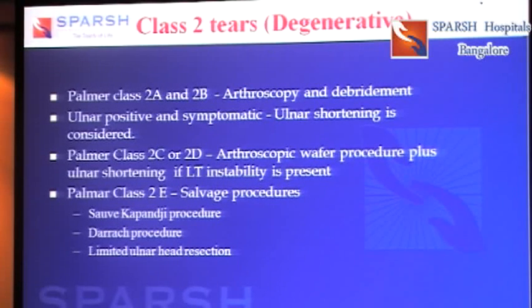In 2C or D, where you have lunotriquetral ligament instability also, there also you can think about ulnar shortening, because ulnar shortening can indirectly tighten the lunotriquetral ligament also. That can contribute to some stability. So that is one possibility. Those who have 2E, who are degenerative, are only for salvage procedures.